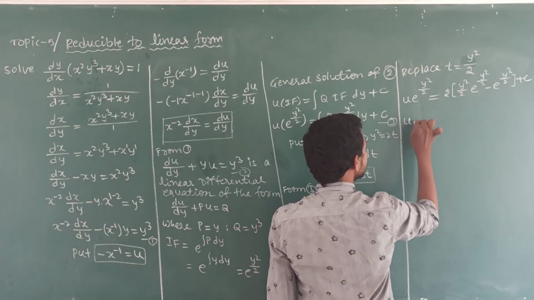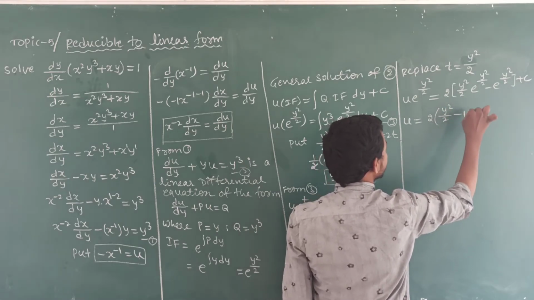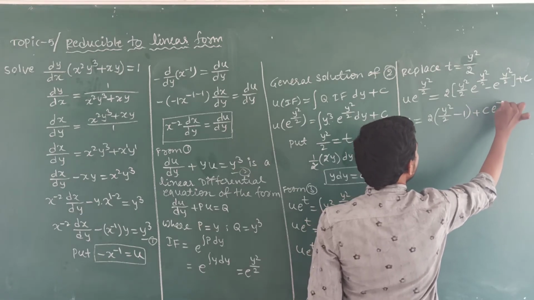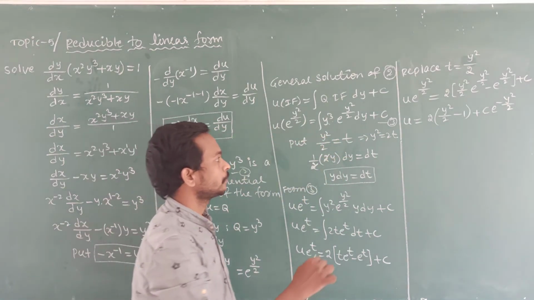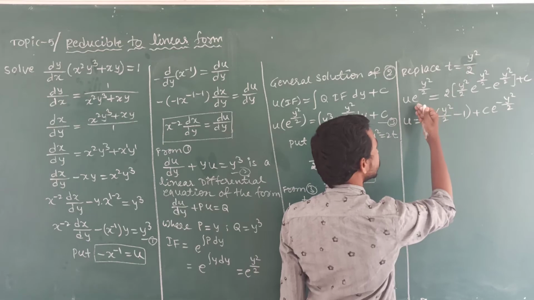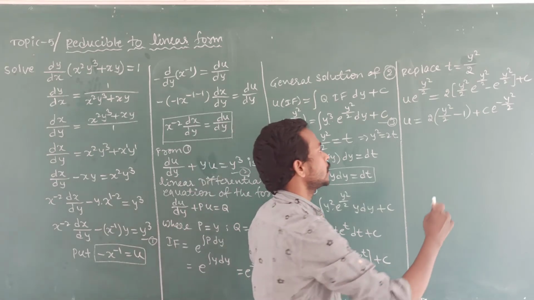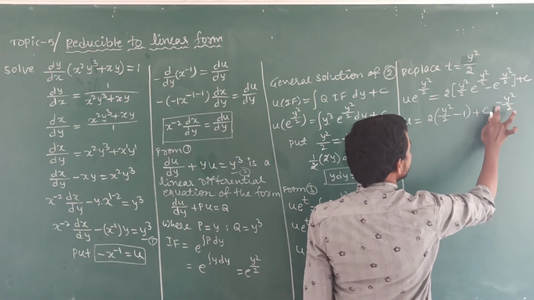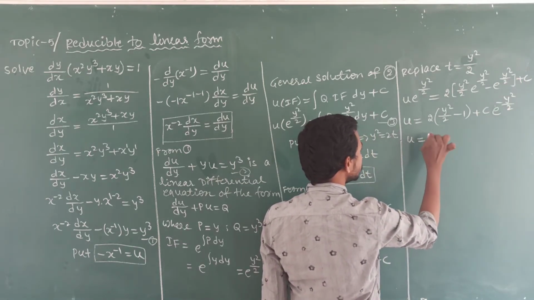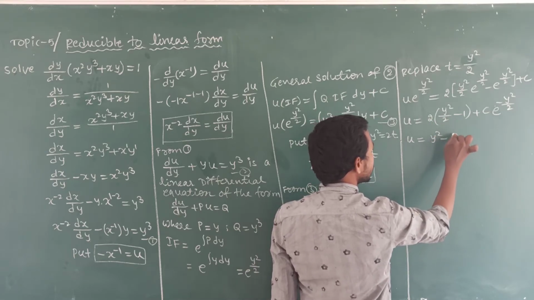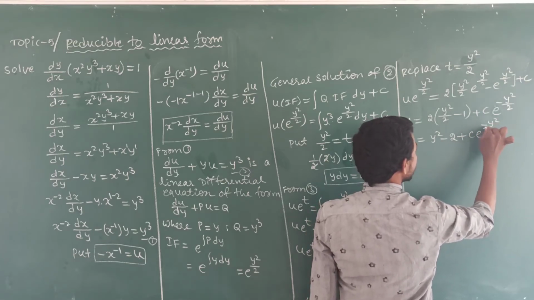Then it will be u is equal to 2 times of y square by 2 minus 1 plus c e power of minus y square by 2. If you divide both sides by e power of y square by 2, c by e power of y square by 2 can be written as c e power of minus y square by 2. Now u is equal to, the 2 cancels, it is y square minus 2 plus c e power of minus y square by 2.